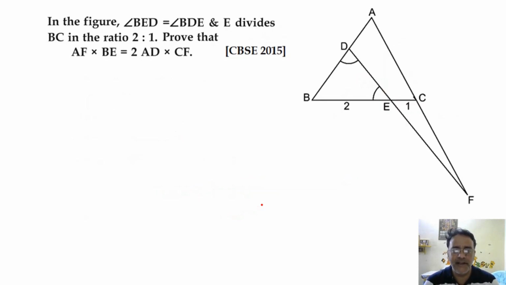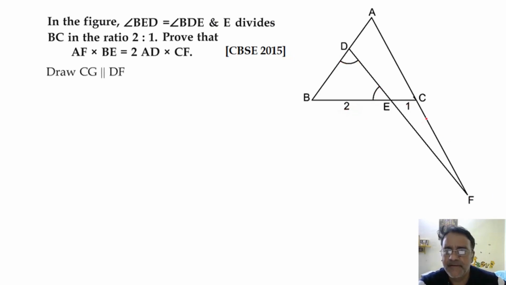Now one more very good question and a very typical also. This is CBSE 2015 question. In the figure, angle BED is equals to angle BDE. These two angles are equal. And E divides BC in the ratio 2:1. These two are given. Prove that AF into BE is equals to 2 times AD into CF. इसको कैसे prove करेंगे देखो.